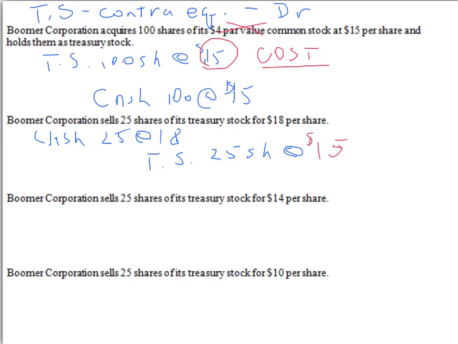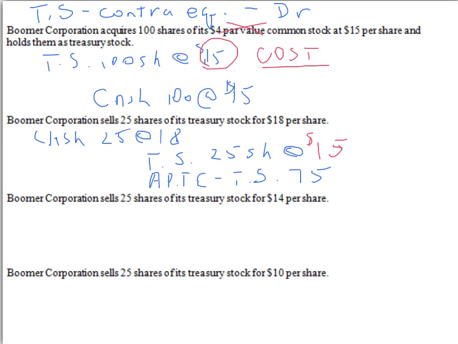And in this case, $3 on the credit side, I get to use a brand new account that is called additional paid in capital from my treasury stock, and it's not over par, it's over cost. So additional paid in capital from treasury stock, and it's going to be $75. How did I get 75? Well, I have 25 shares, and it was $3 each share over cost.